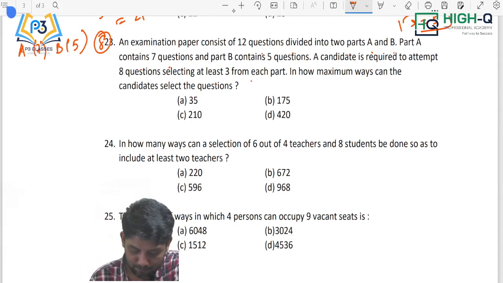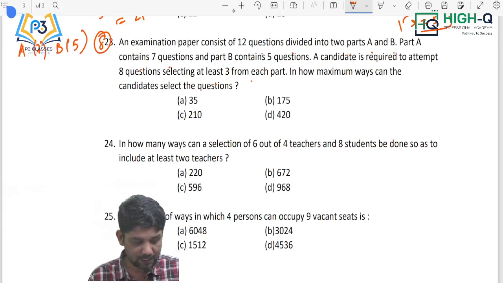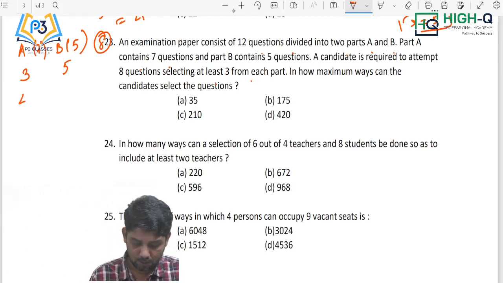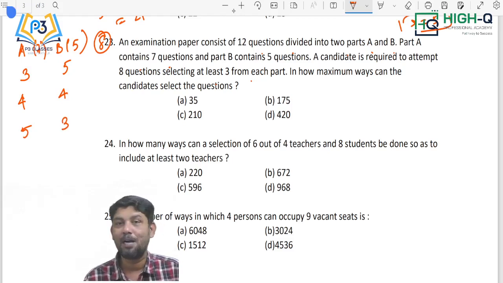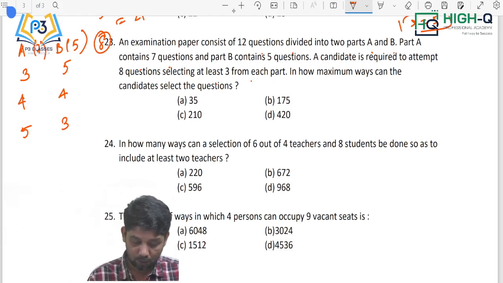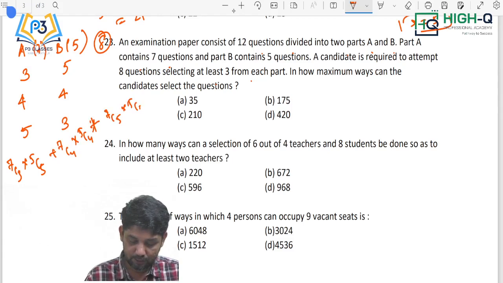That means, for example, 3 from part A, 5 from part B, possible. 4 from part A, 4 from part B. 5 from part A, 3 from part B. 6 from part A, 2 from part B, not possible because at least 3 from each part. So these are the only 3 options. Now, these are the combinations. So what will come, my dear? 7C3 into 5C5 or 7C4 into 5C4 or 7C5 into 5C3. Just simplify.